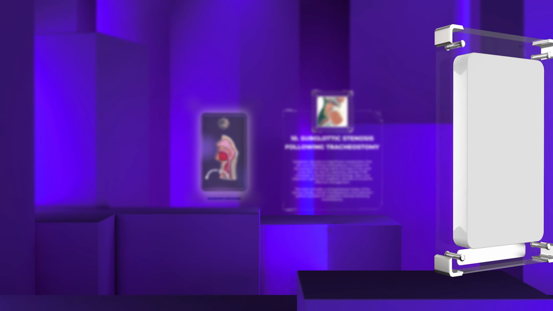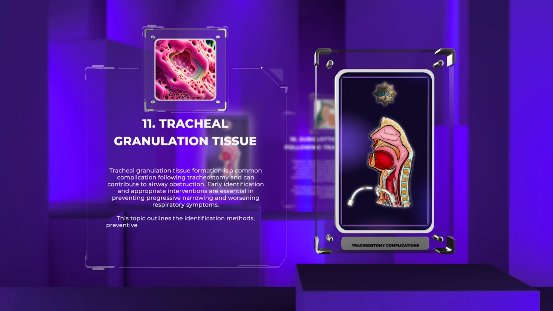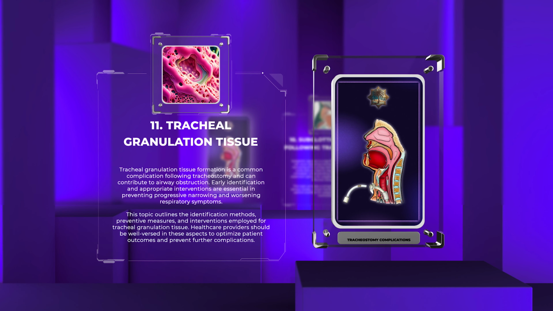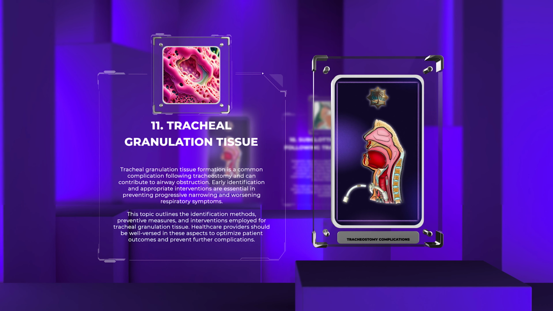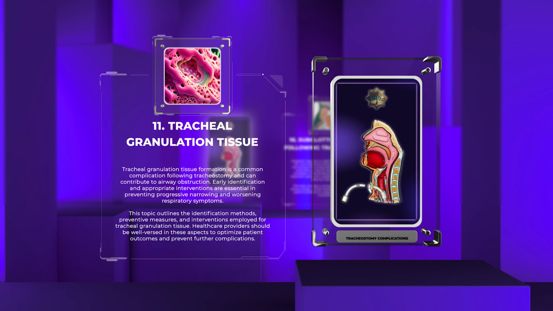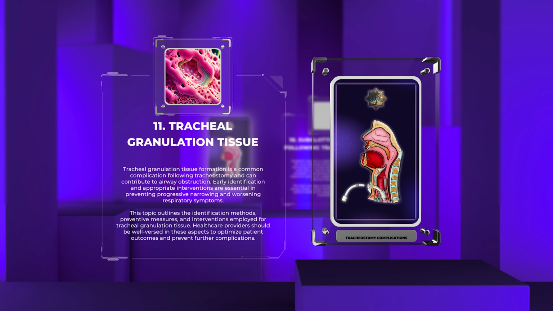Tracheal granulation tissue formation is a common complication following tracheostomy and can contribute to airway obstruction. Early identification and appropriate interventions are essential in preventing progressive narrowing and worsening respiratory symptoms. This topic outlines the identification methods, preventive measures, and interventions employed for tracheal granulation tissue. Healthcare providers should be well versed in these aspects to optimize patient outcomes and prevent further complications.